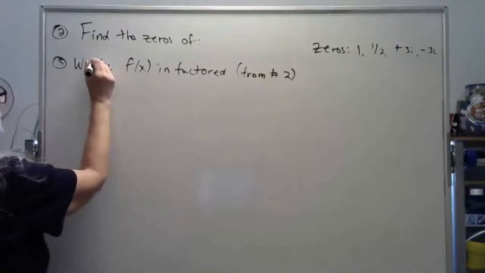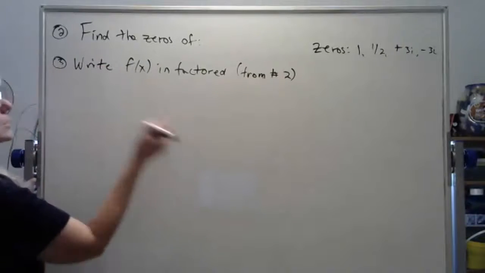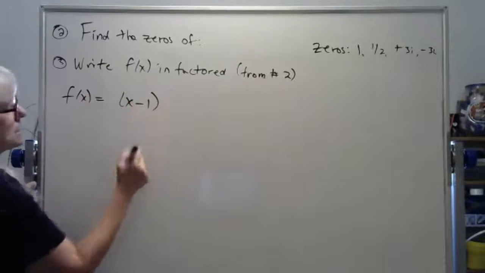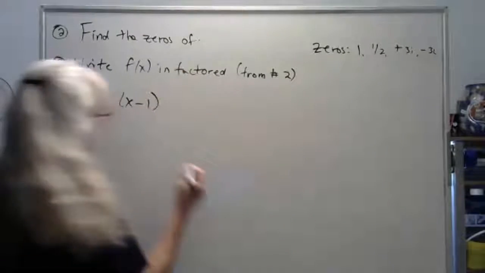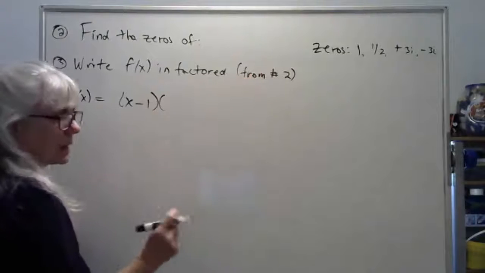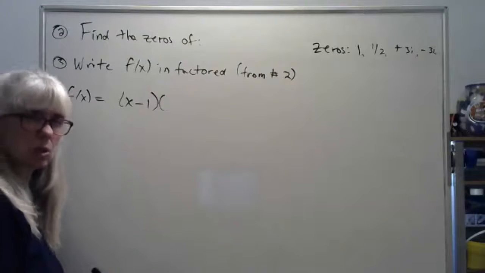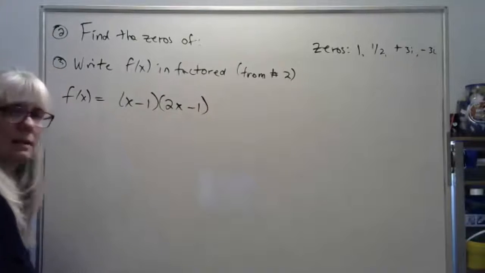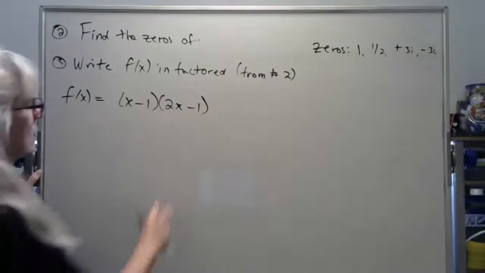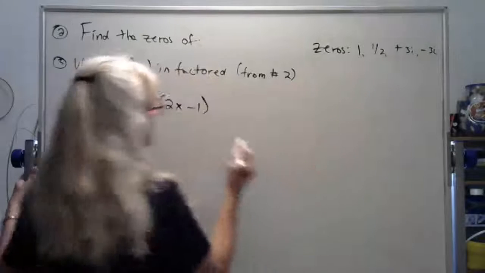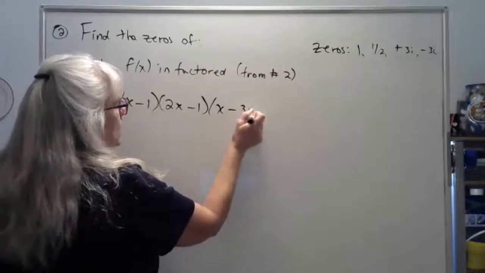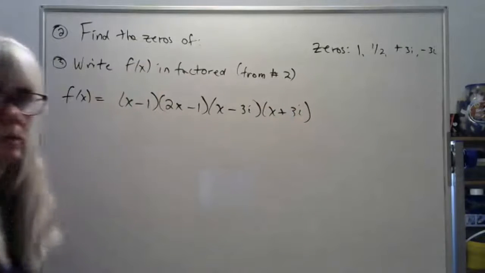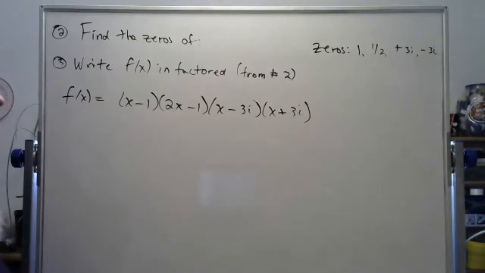Okay, so for us, I'm going to take each one of my zeros and rewrite it. So f of x is equal to, we're going to have an x minus 1 from that positive 1. I have to remember that because the coefficient on f of x was a 2, I have to recreate that 2. So I'm going to call that 2x minus 1 instead of the x minus a half. That's the same thing. If you solve this, you'll get that 1/2. Then we have an x minus 3i and an x plus 3i from the 2 complex answers. And that's the polynomial written in factored form.